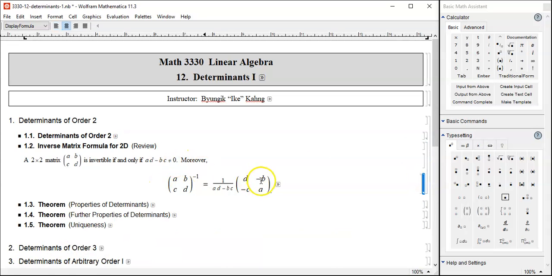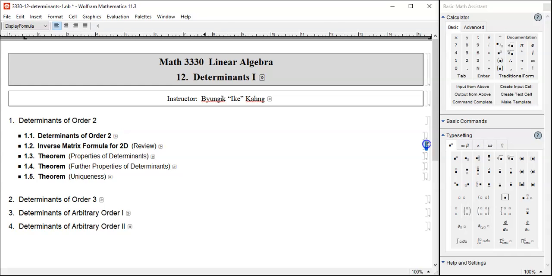Oh, by the way, this computational formula here is for 2 by 2 matrices only, but the conclusion here, the determinant being non-zero, that applies for higher order square matrices as well for their invertibility. So please remember this. Actually, please remember everything. This conclusion, yes, and also this formula as well.